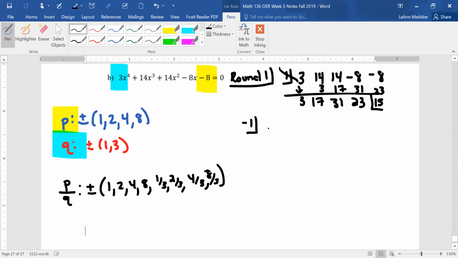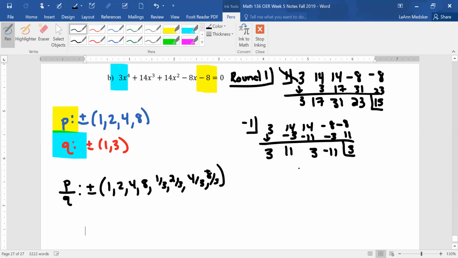Then we do -1, so 3, 14, 14, -8, -8. That is -3, so that's 11. That'd be -11, so that'd be 3. -3, that's -11. And +11, which gives me a remainder of 3. So even though neither one of these worked, the negative was closer to a remainder of 0. So I'm going to try -2 next.